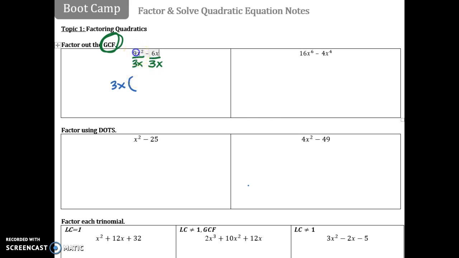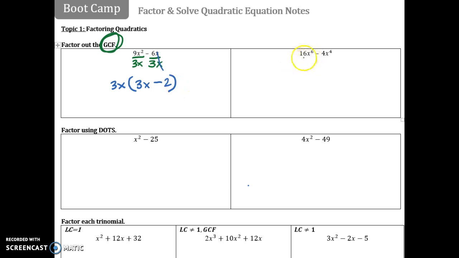When you take out the x and the 3, you have to write what you're left with, and that you determine by dividing. So 9 divided by 3 is 3. X squared divided by x is just 1x. Keep the minus sign. 6 divided by 3 is 2, and then the x's cancel out totally. So you have 3x times the quantity 3x minus 2.